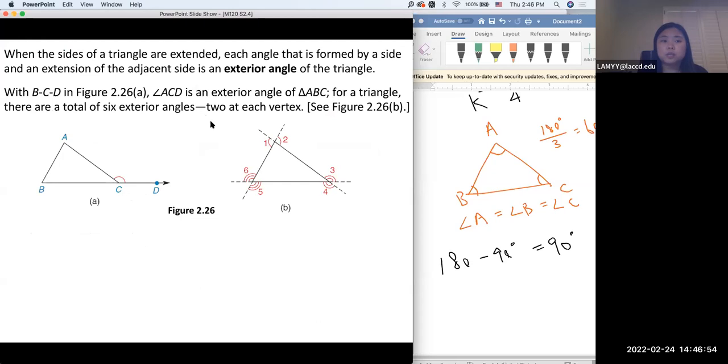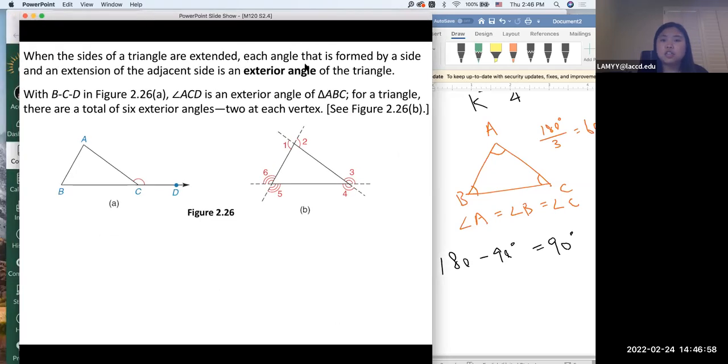Okay, next one. When the sides of a triangle are extended, each angle that is formed by a side and the extension of the adjacent side is an exterior angle. So this is the triangle ABC. I extend the line BC here to get D. Just keep drawing on this line, and you could see the exterior angle.